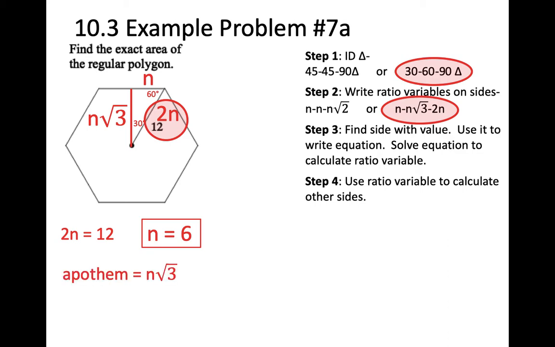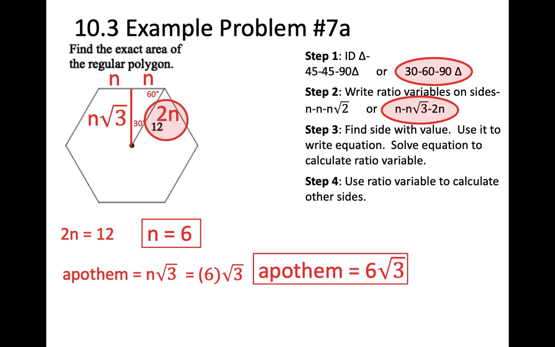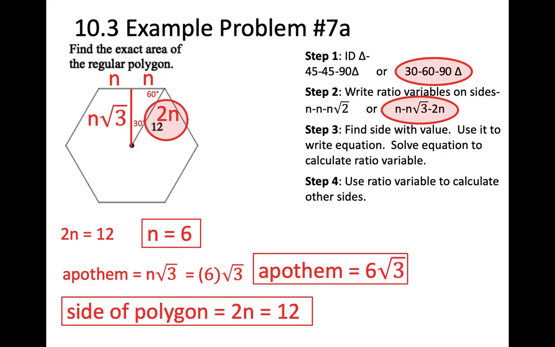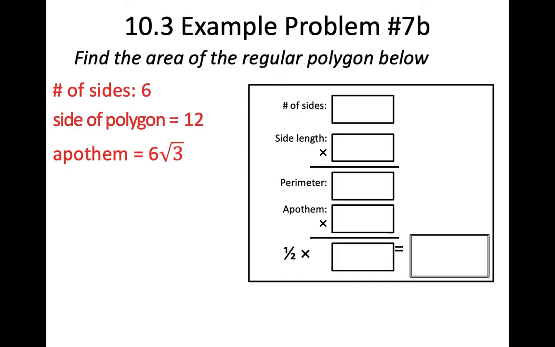If n equals 6, then the apothem is n root 3, which is just 6 root 3. And a side, again, I've got that n and then another n. If 1n is 6, then 2n is 12. So the side of the polygon is 12. So now I have the information I need.